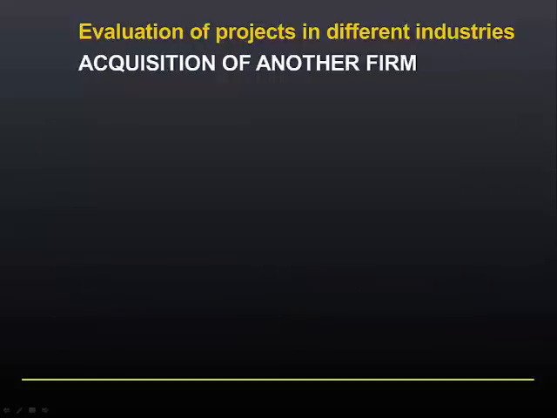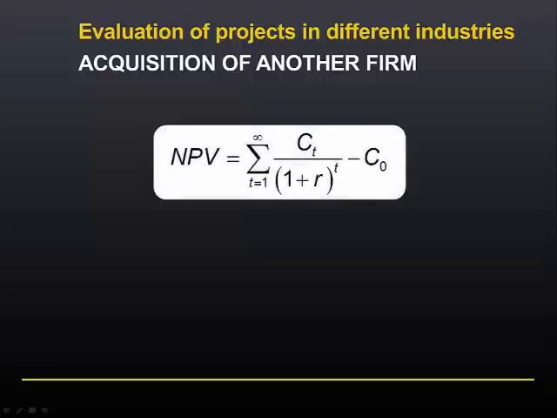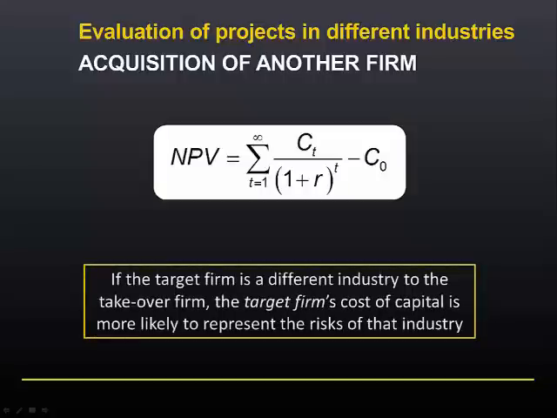One such circumstance involves the acquisition of another firm in a different industry. In order to calculate the NPV of the acquisition of another firm, we need to revert to this more general form of the NPV equation, where the cash flows are assumed to last in perpetuity. If the target firm is in a different industry from the takeover firm, then the target firm's cost of capital would be more likely to represent the cash flows of that industry.